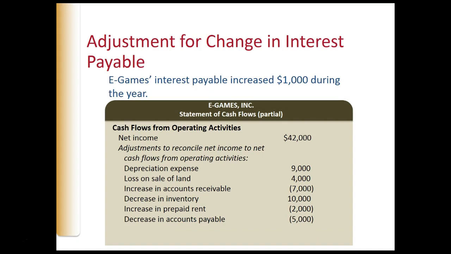eGames' interest payable increased $1,000 during the year. An increase in interest payable indicates that the company recorded interest expense of $1,000 for which it did not pay cash. In other words, the $1,000 increase in interest payable reduced net income because it's interest expense, but has no effect on cash. So to adjust for cash being greater by $1,000, we add the increase in interest payable to net income, as shown here.